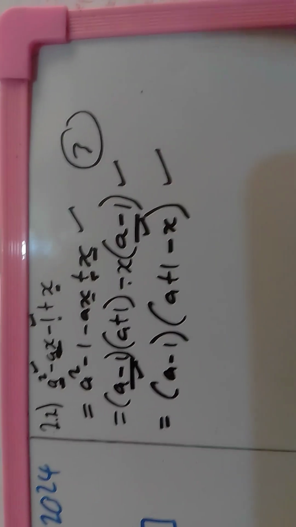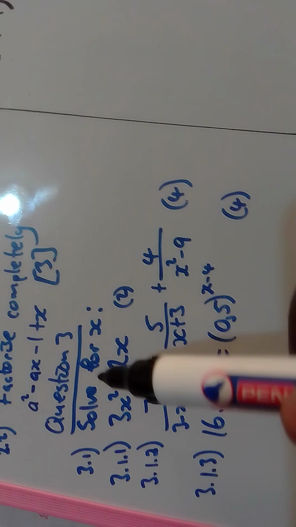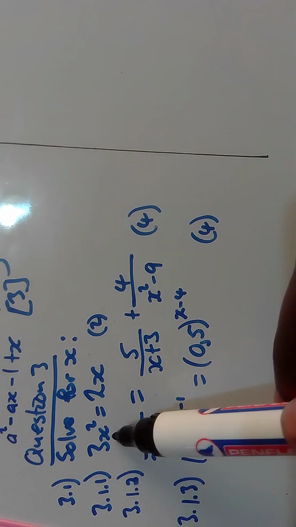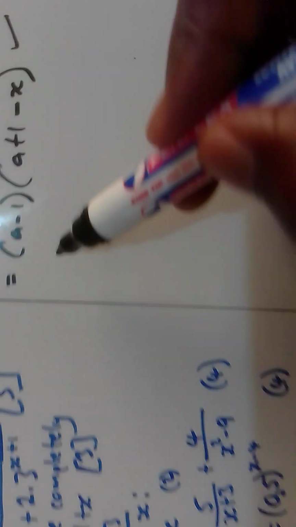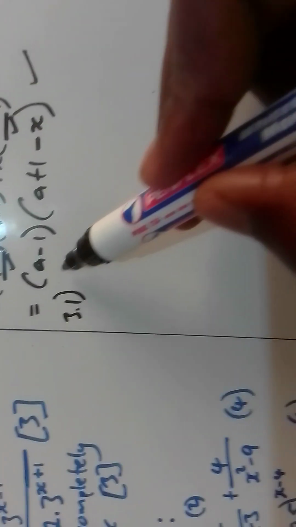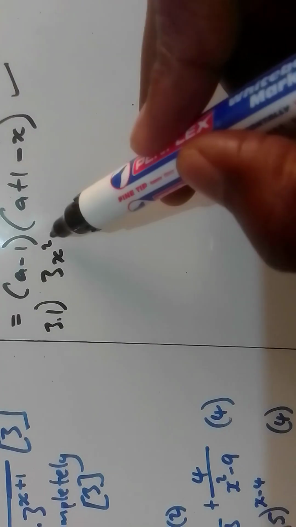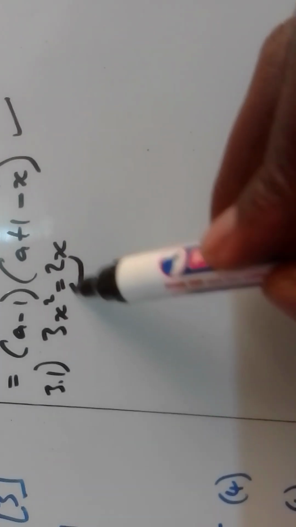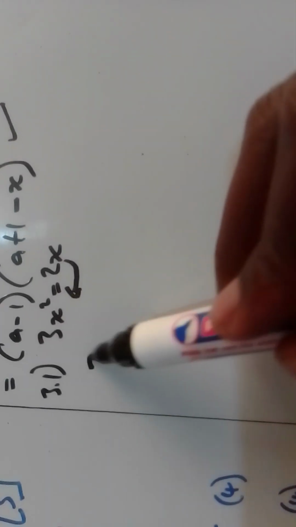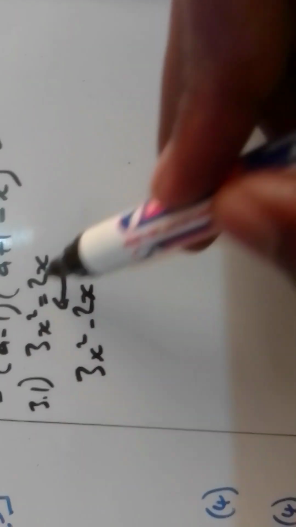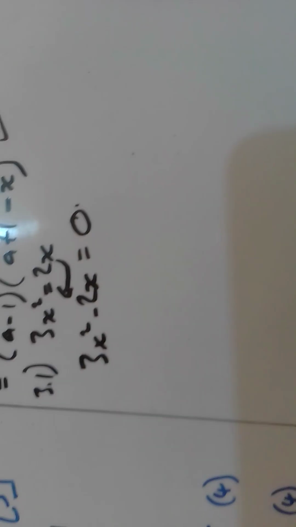Then now we go to question number 3, where they say solve for x. We're given 3x squared is equal to 2x. So question 3.1 wants us to solve for x, which is 3x squared is equal to 2x. The first order of business is that we're going to transpose this positive 2x. So now it reads 3x squared minus 2x is equal to 0.